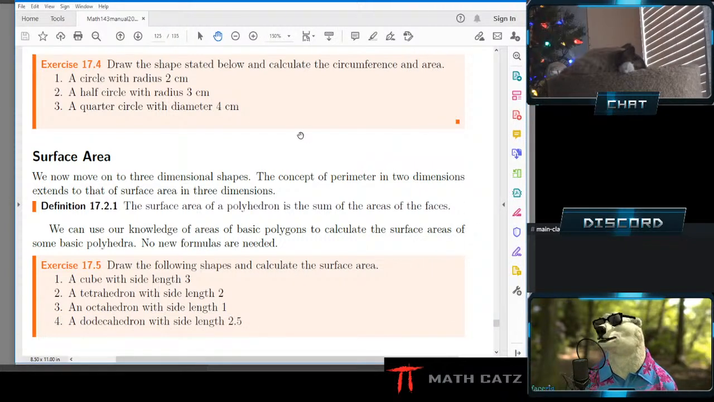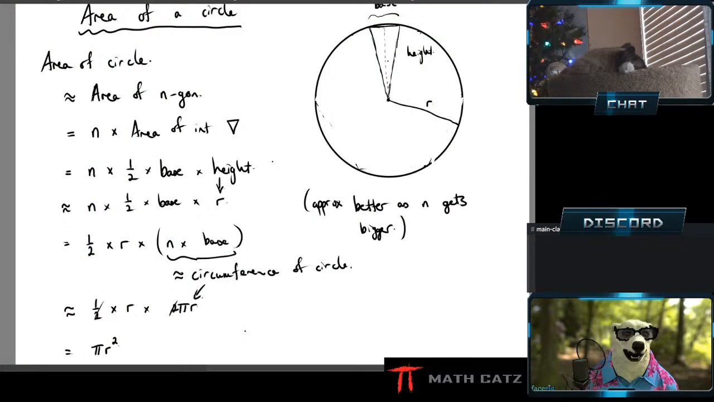But there's not much we can really do, right? The area of the circle is the area of the circle. But let's try and mix it up as much as we possibly can in exercise 17.4. Draw the shape stated below and calculate the circumference and the area. So I have a circle with a radius 2 centimeters, then I have a half circle, then I have a quarter circle. Can't do much more, can we?